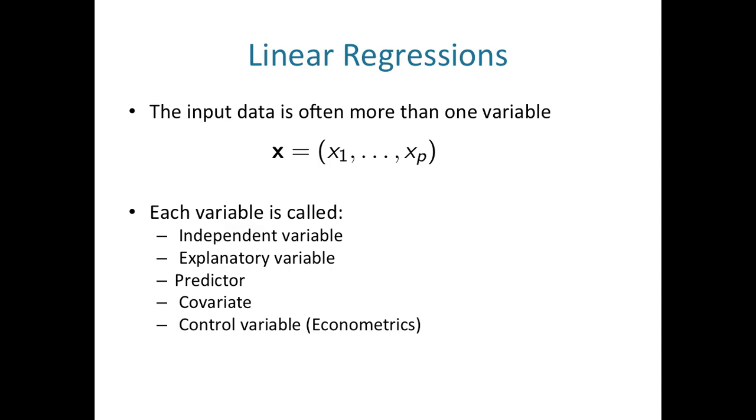Those variables that we use to predict y can be given different names. So you'll sometimes hear independent variables. Some people define them as explanatory variables because they explain the variable that we want to predict. Some people call them predictors because they predict the y value. Covariates, control variables in econometrics, and so on. But they all refer to the variables that we use to predict a given value.